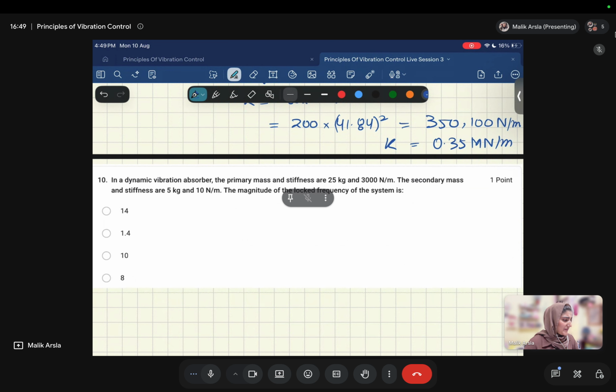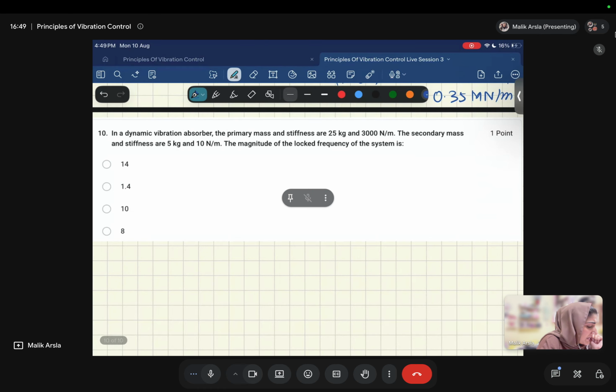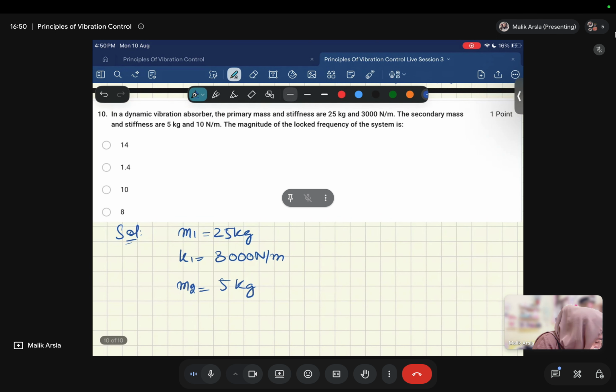So now let us move to the final question of today's session, then we can wind up. In a dynamic vibration absorber, the primary mass and stiffness are given. Okay, so the primary mass is given to us, and the primary stiffness is also given to us. Now what has been asked? The secondary mass and stiffness are also given to us. The secondary mass is 5 kg and the secondary stiffness is given as 10 Newton per meter.